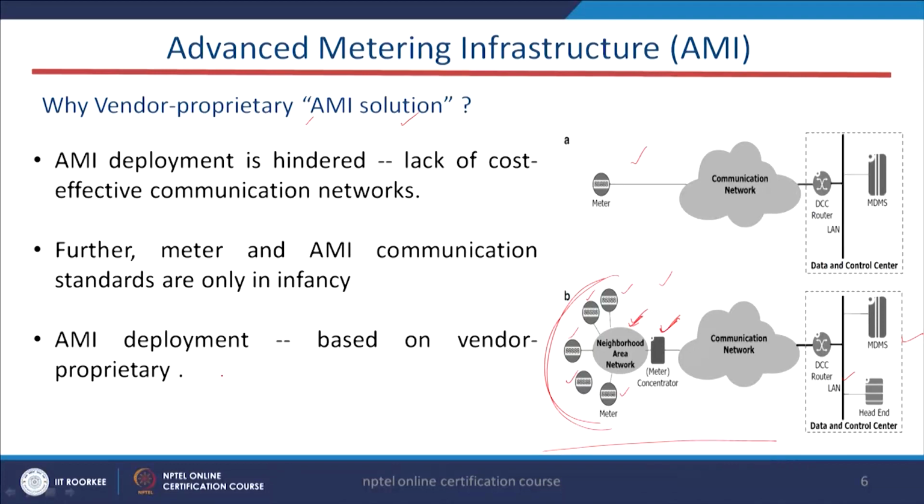I just want to mention one thing, why this second one is essential. If we have the first one, why are you opting for the second one, what is the necessity? To be honest, I am talking about the AMI communication standards and the AMI deployment, and due to the lack of communication infrastructure, and the communication standards being in the fancy stage and also cost effective, for that reason the AMI deployment is based on the vendor proprietary.